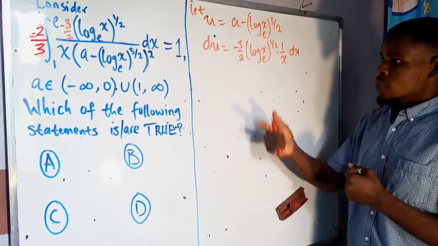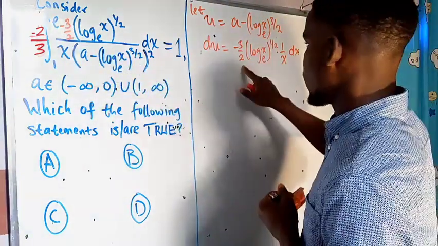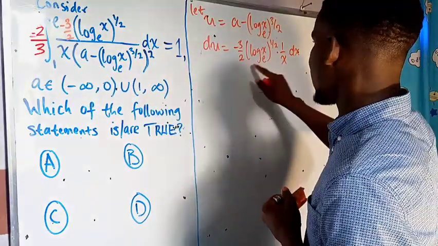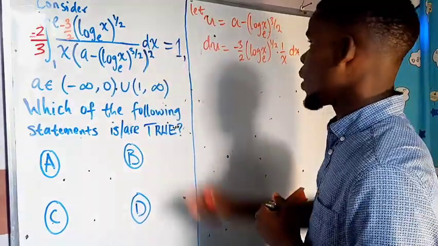So as you can see, we have negative 3/2 here. We have 1 over x, this x here. And then we have the natural logarithm function raised to power 1/2, and we have the dx.